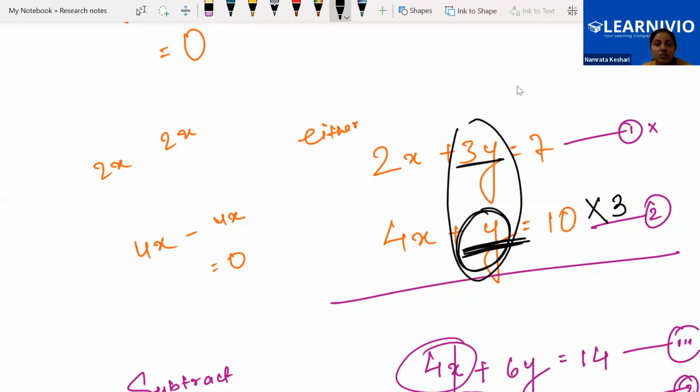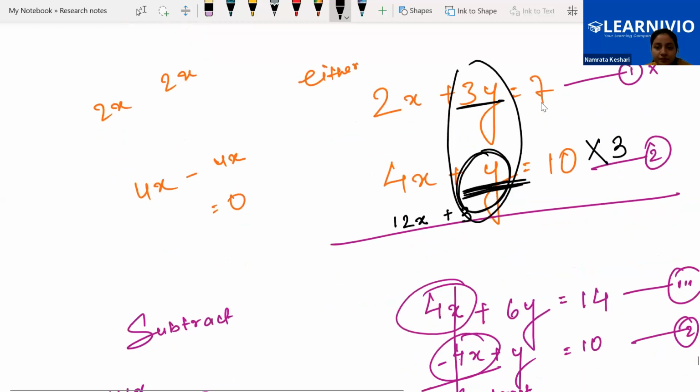So the next equation will become 3 times 4x plus y, that is 12x plus 3y is equal to 30. This is our new equation. This is the other way of solving it. After getting the y value, you can substitute it in any of the equations to get the x value. This is just the other way of doing it.